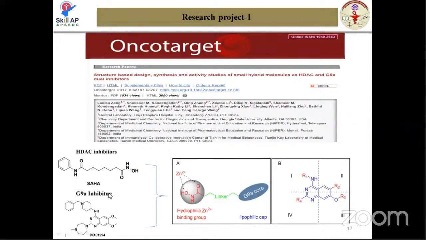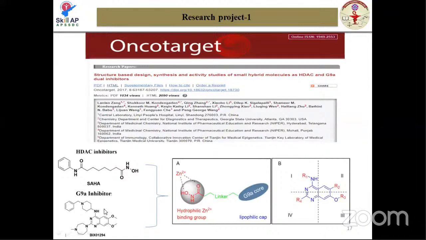Then we thought to take the important pharmacophore of the HDAC inhibitor, SAHA, and the important pharmacophore of G9A. Here you can see a hydrophilic zinc binding group is very essential for the inhibition of HDAC. There is a zinc atom in the histone deacetylase protein, and binding to that zinc ion should be there in order to inhibit the protein. Here you can see the hydroxylamine group, which is hydrophilic in nature. It can interact directly with the zinc atom so that HDAC can be easily inhibited.